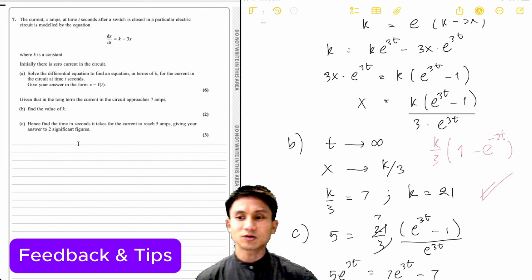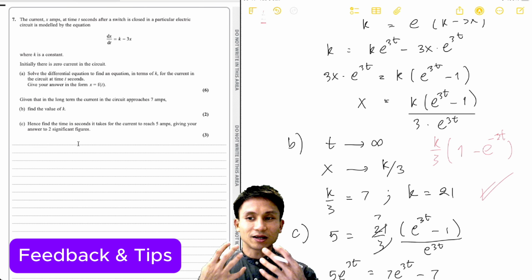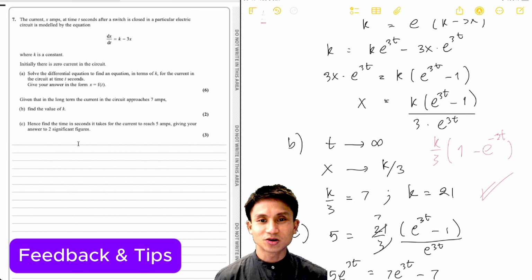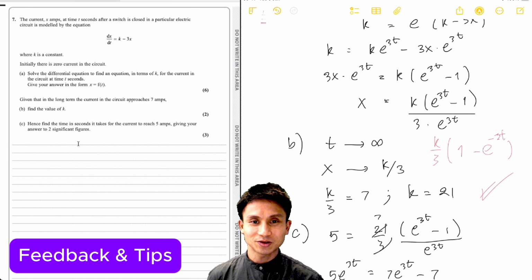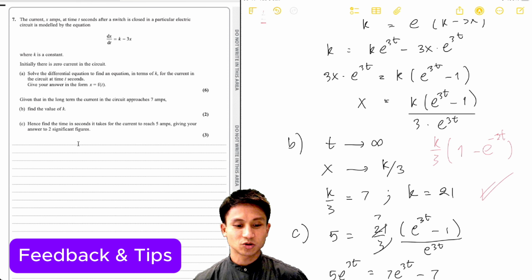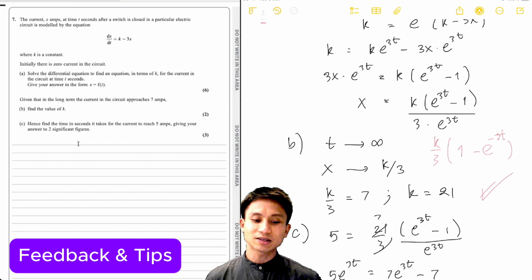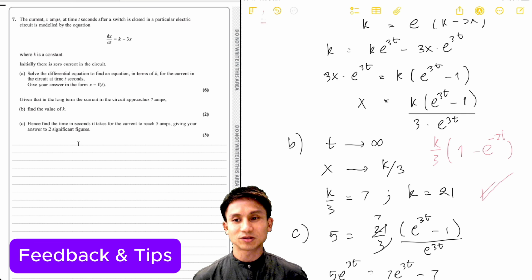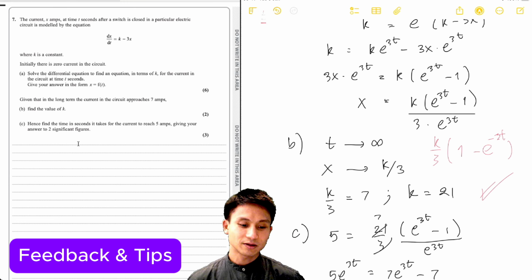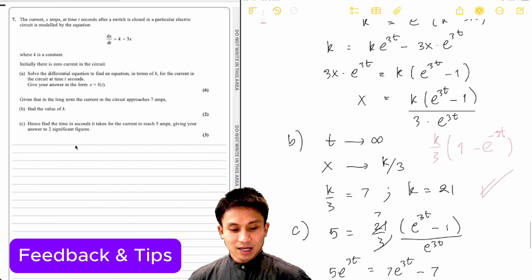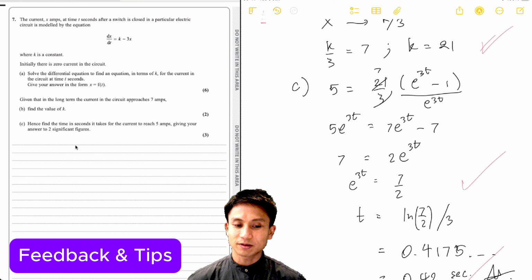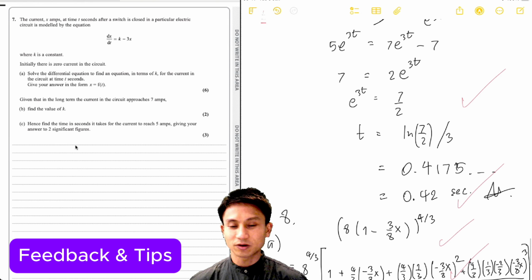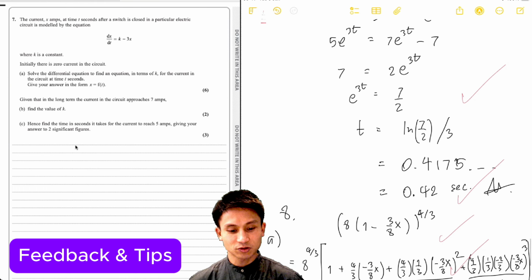So for B, you need to figure out that, given that in the long term, this phrase here, when you see long term, it means t approaches infinity. You can try putting t as a very large number and see what the function tends to. That also works. And then for c, I just solved it because they give you 5. And t was 0.24, sorry, 0.42.